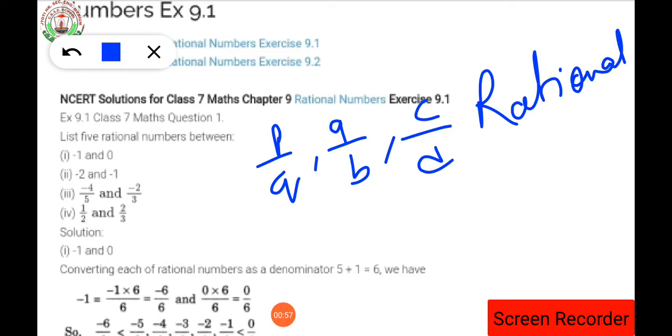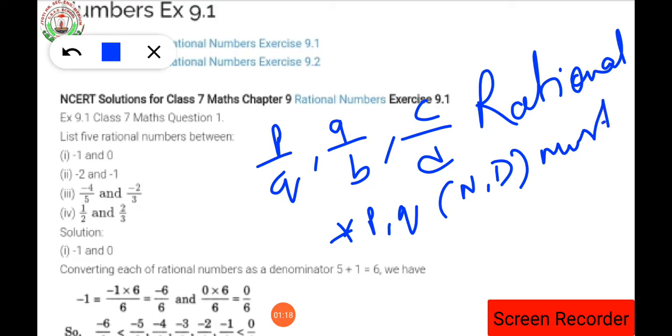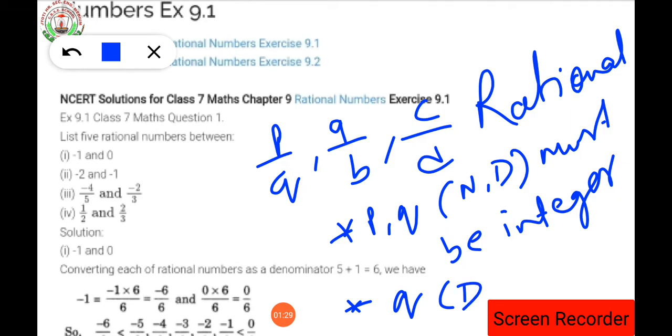Okay, when a number is in the form of p by q, a by b, any alphabet, it is said to be a rational number in two conditions. It should follow two conditions, then only it will be a rational number. First condition is that p, q, that means numerator and denominator, must be integers. Second, the value of the denominator, the value of q, will never be equal to 0.